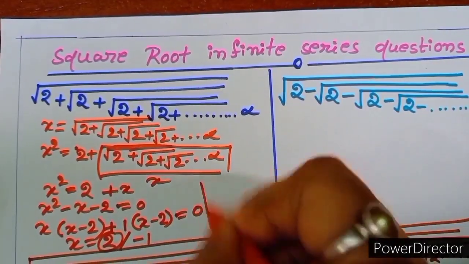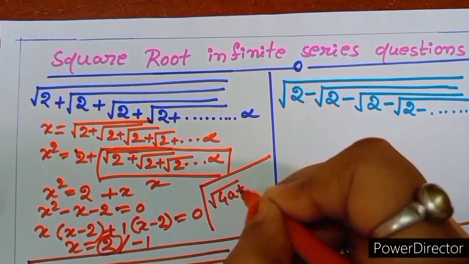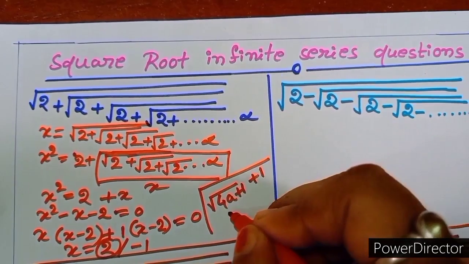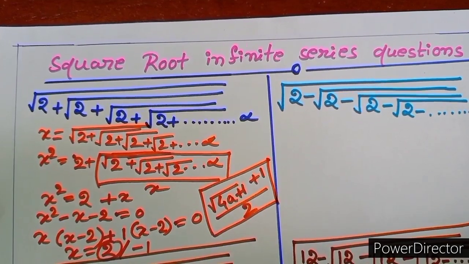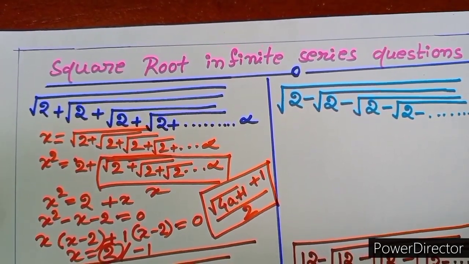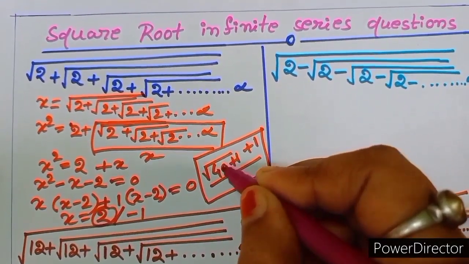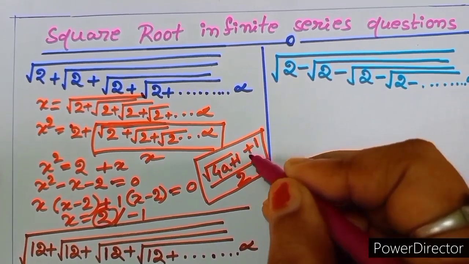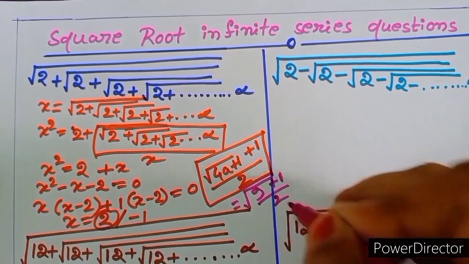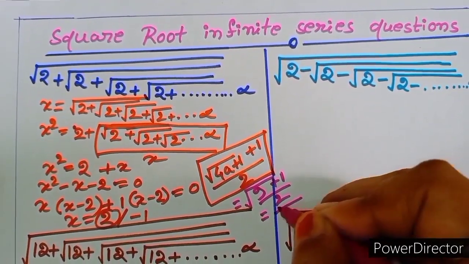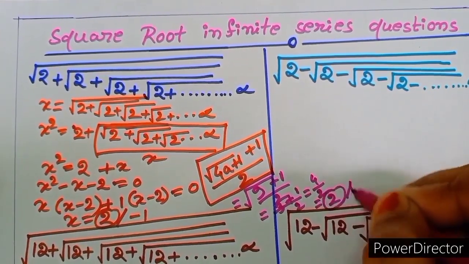We just remind one formula. The formula is root 4a plus 1 by 2. This is the basic formula which we remind for all square root infinite series questions. So root 4a plus 1, a means 2. So root 4 into 2 means 8 plus 1, so equal to root 9 plus 1 by 2. Root 9 means 3. So 3 plus 1 by 2 equal to 4 by 2 equal to 2. So 2 is the answer.